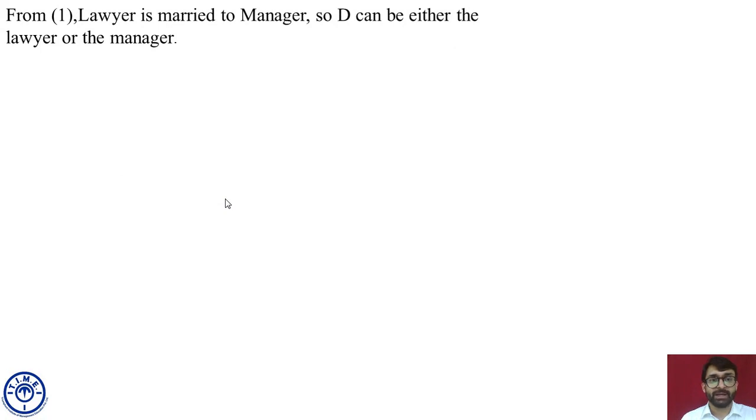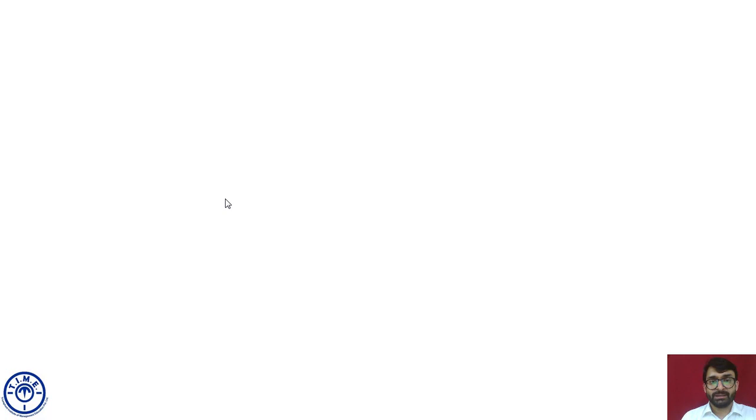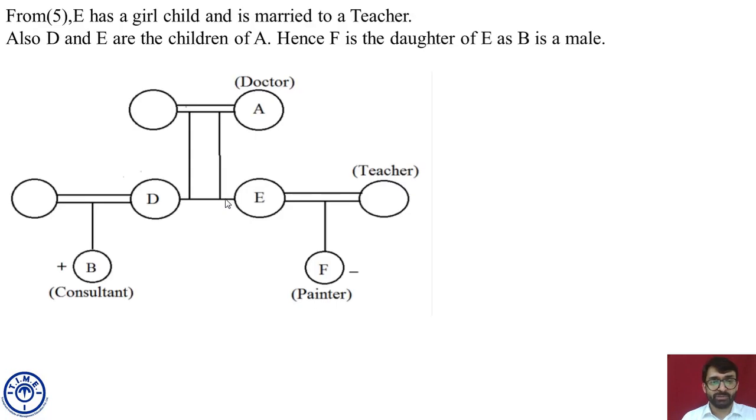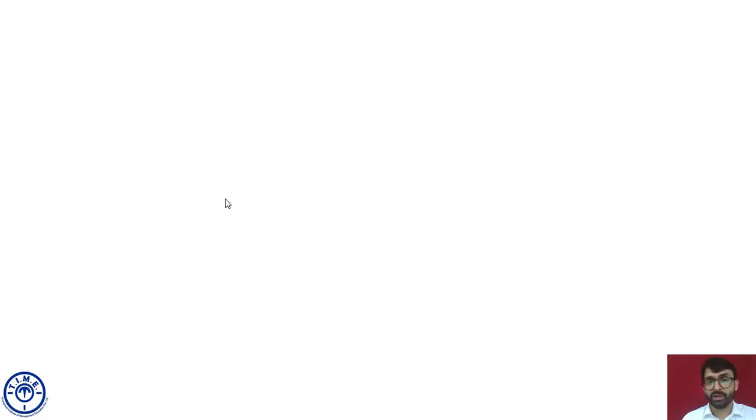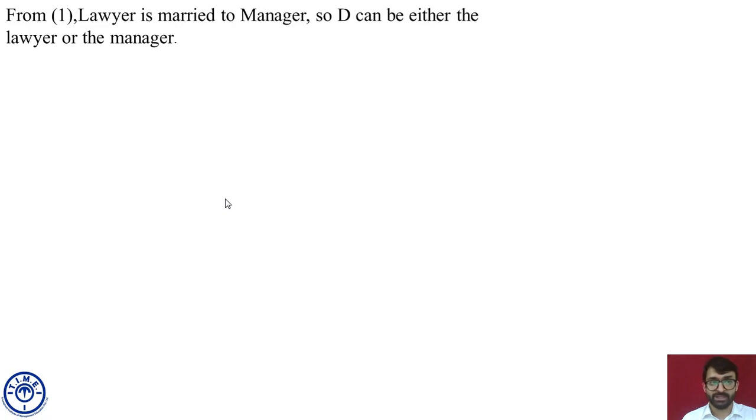From statement 1, lawyer is married to manager. Now can I say lawyer is married to manager? That has to be in the second generation. Teacher and E cannot be lawyer and manager. A is the doctor, so they cannot be lawyer or manager. D and the person married to D has to be lawyer or manager, but I don't know the order. So D can be lawyer or manager as well. Perfectly all right. With statement 1, I can say D can be the lawyer or manager.